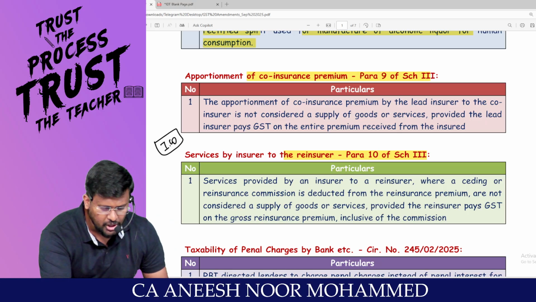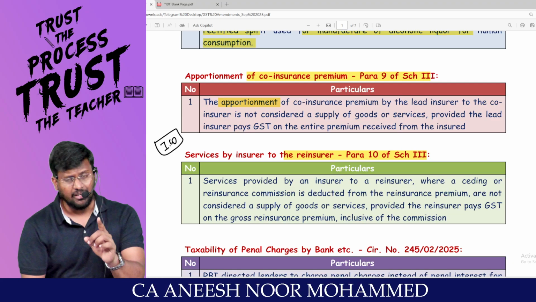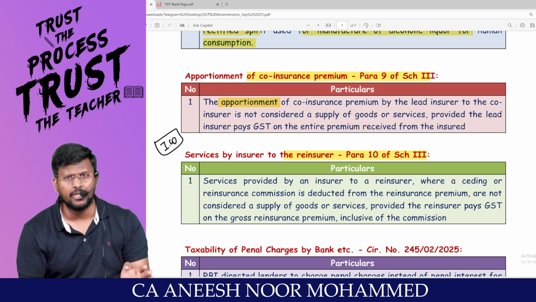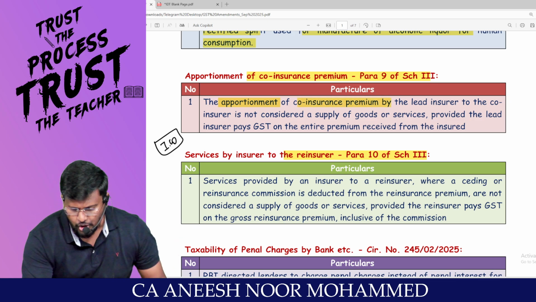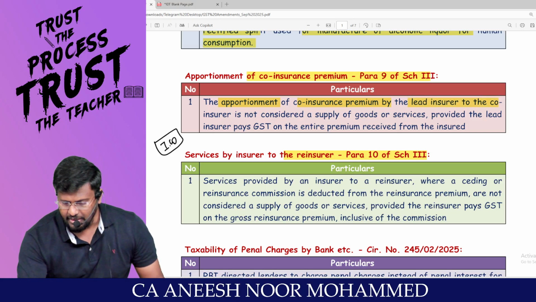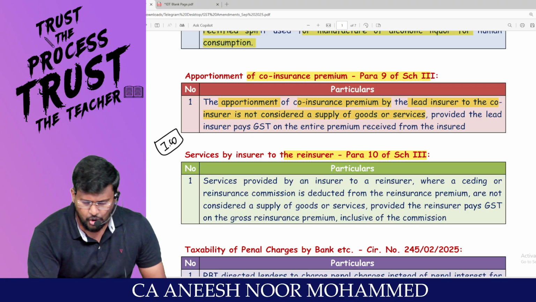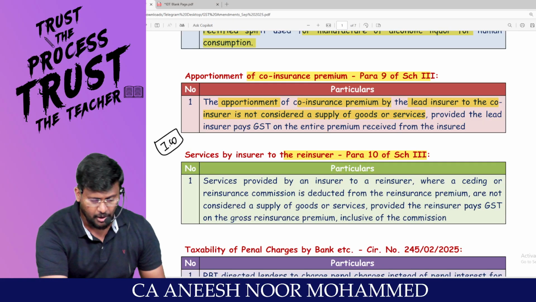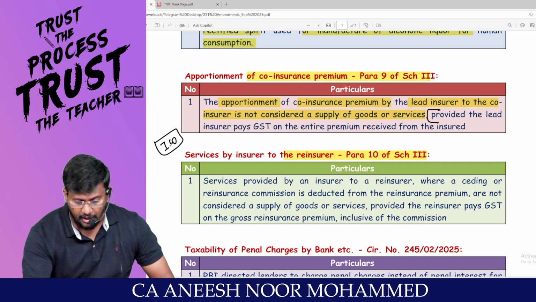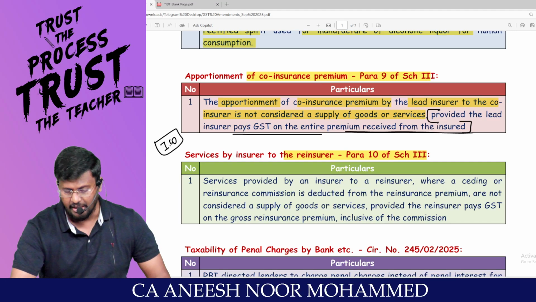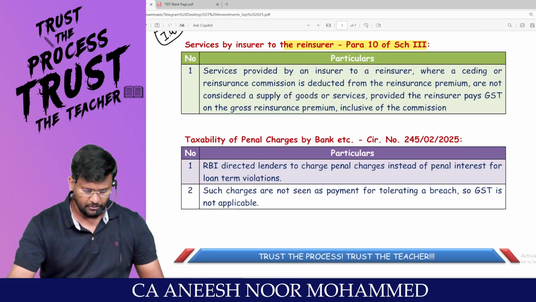The apportionment, yes: 1 crore rupees we collected, 60 lakhs we ourselves have kept, and 40 lakhs has been shared between the co-insurers. The co-insurance premium, which is what the lead insurer pays to the co-insurer, is neither considered a supply of goods nor a supply of services, provided the lead insurer pays GST on the entire premium received from the insured. That's it.